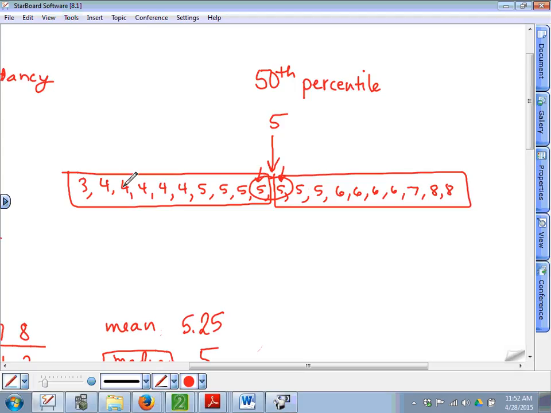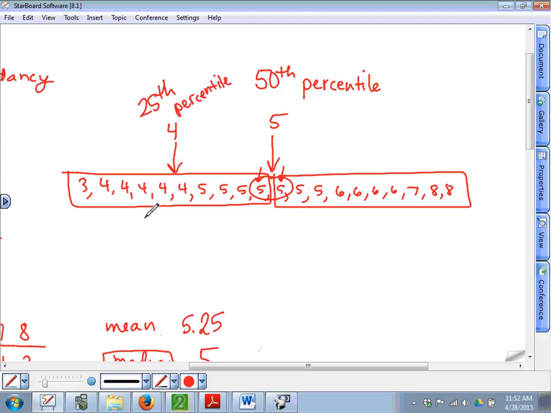Well, how many numbers do we have? 1, 2, 3, 4, 5, 6. We have 10 numbers. If you count 5 in, 1, 2, 3, 4, 5, and then count 5 in, it'd be right in the middle of those two numbers right there. What's in the middle of those two numbers? So this would be called what percentile? 25th. This is the 25th percentile.